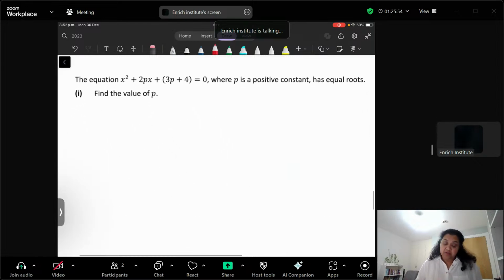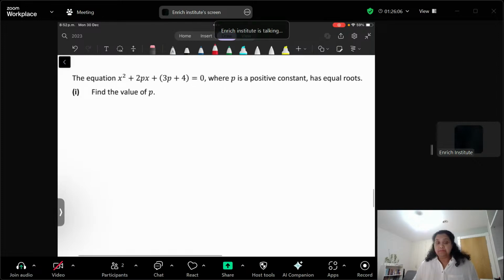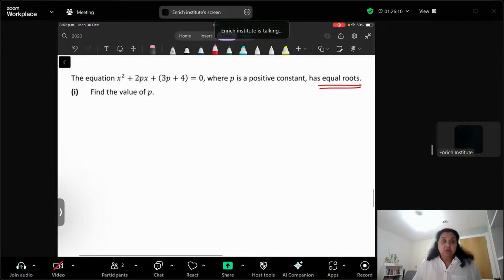Okay, look at this question. The equation, this one, where p is a positive constant, has equal roots. Find the value of p. So here the keyword is equal roots. Whenever you see this keyword, you should remember what it is: b square minus 4ac is equal to 0.